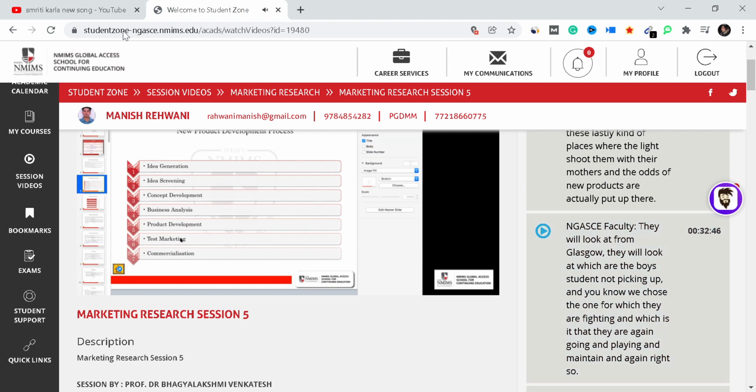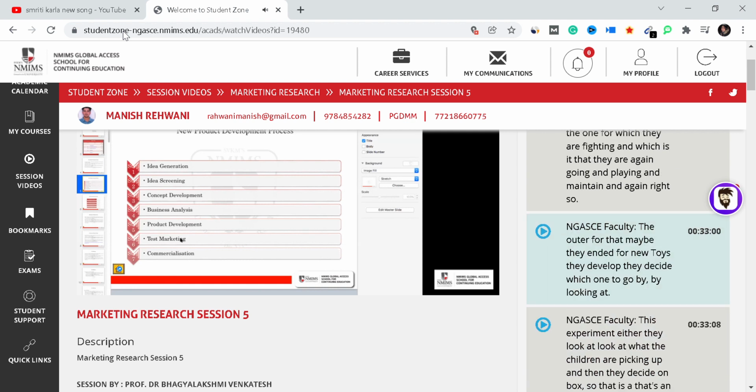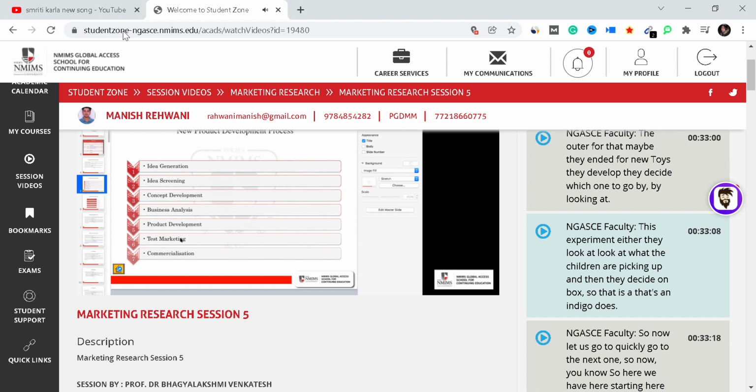So out of all the maybe 100 new toys they have developed, they decide which one to go with by looking at this. So this is an experiment. They look at what the children are picking up, and then they decide on the prototypes. So that's the way Lego does that.